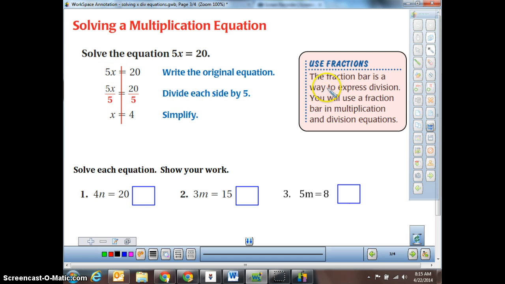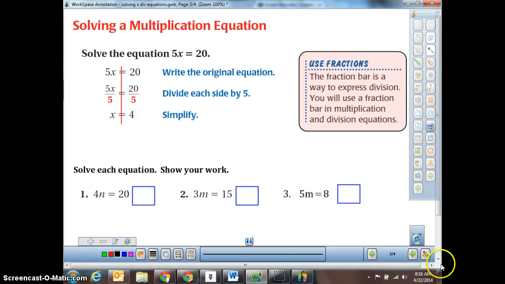And again, over here, the fraction bar is a way to express division. You'll use a fraction bar in multiplication and division equations. So just like I talked about a second ago, it's just kind of a shortcut way to turn it into a fraction bar and show division. So 5x divided by 5, I have to do the same thing over here. 20 divided by 5. 5 divided by 5 leaves me with 1x. 20 divided by 5 equals 4.